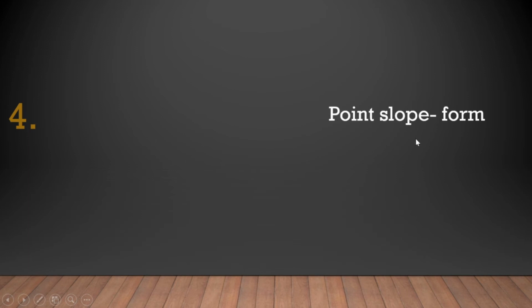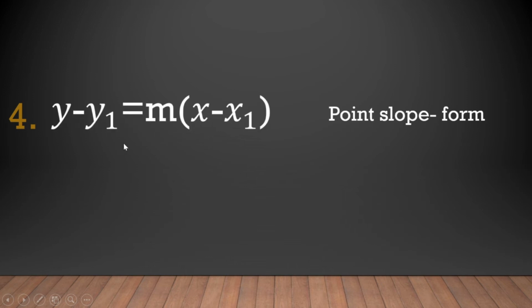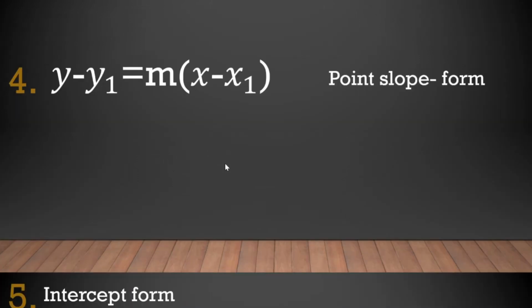Now the next is the point slope form. Point slope form means you have been given the slope and a point on the line. This is easily derivable because the slope is already given and a point is also given. We can substitute that point in y equals mx plus c and find the value of c as we did earlier, and the point slope form will become this, where y and x are the general coordinates of a line, x1 and y1 are the specific given coordinates on the line, and m is the slope of the line.